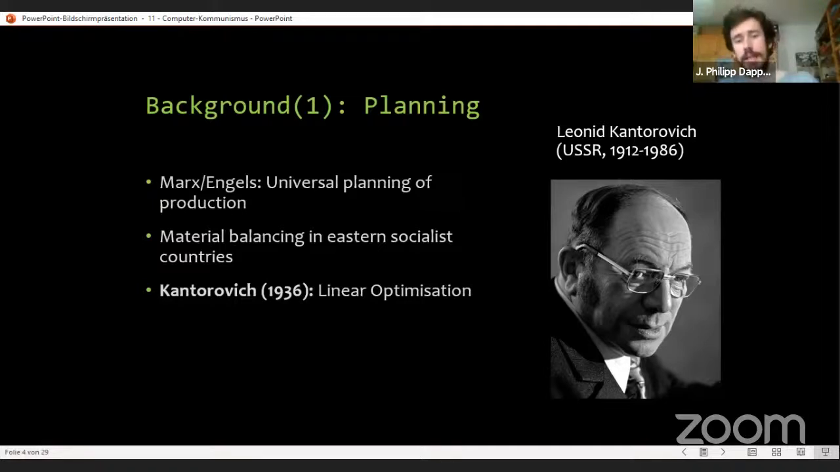And these kinds of problems were then later independently solved in the West. But since Kantorovich was actually the first to develop a solution for these kinds of problems, specifically with economic planning in the Soviet Union in mind, he was then awarded the Nobel Prize in Economics, and as far as I know, he's actually the only socialist and only Soviet economist who was awarded the Nobel Prize in Economics.